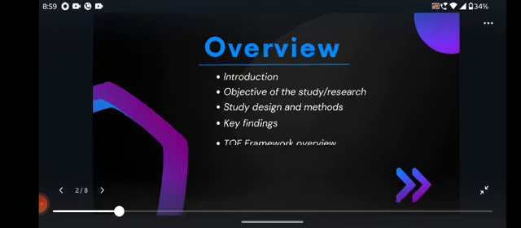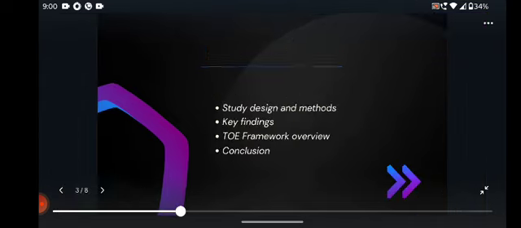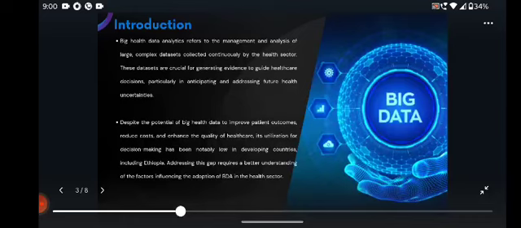So in this presentation, we'll be seeing the introduction, objective of the study or research, study design and methods, key findings, TOE framework overview, and a conclusion. So first is the introduction.